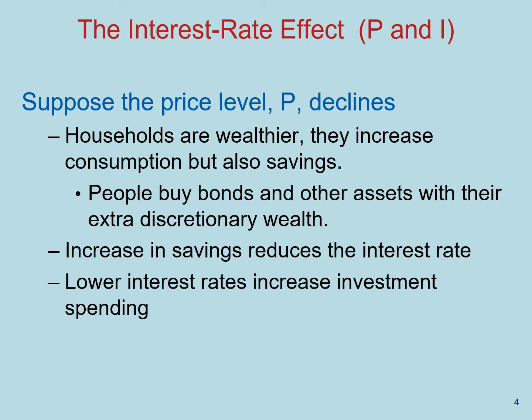Now let's talk about the relationship between interest rates and the price level, the interest rate effect. Continuing with our thought experiment, suppose again that the price level declines. Then households again are wealthier, or their wealth in nominal terms can purchase more goods and services. As they increase consumption, of course, they also increase their savings. People buy bonds and other assets with their extra discretionary wealth. That increases savings, which reduces the interest rate. If you remember the chapter on the loanable funds market, those lower interest rates increase investment spending.